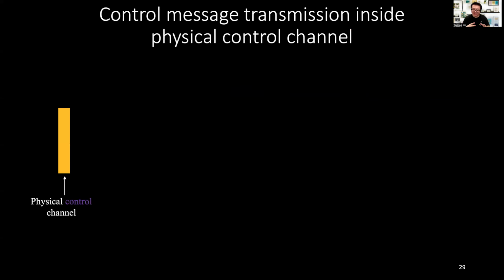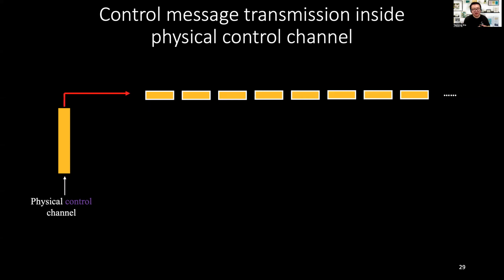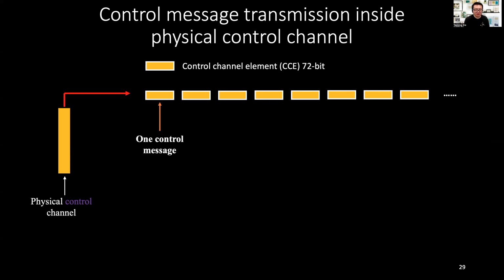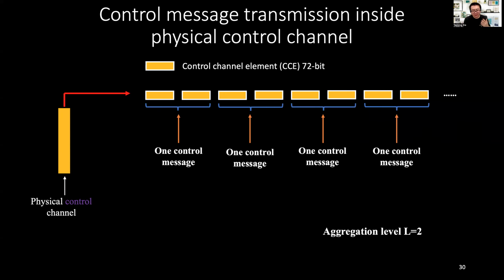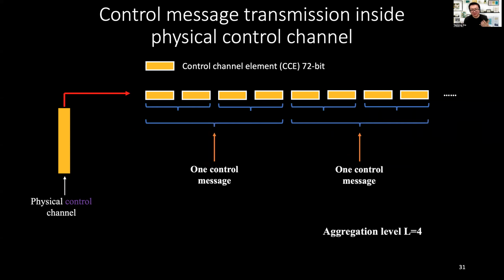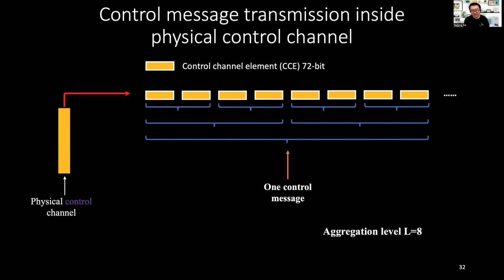To explain why this is challenging, let me explain how the control messages are transmitted inside the control channel. The control channel contains a lot of bits. The cellular network groups every 72 bits into one control channel element, one CCE. The base station can transmit one message inside one CCE or inside multiple CCEs, like 4 or at most 8 CCEs. The number of CCEs is called the aggregation level.